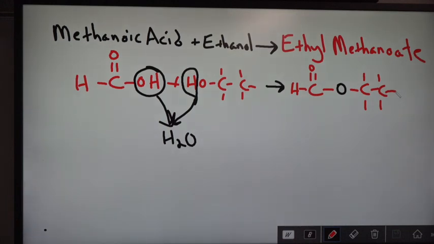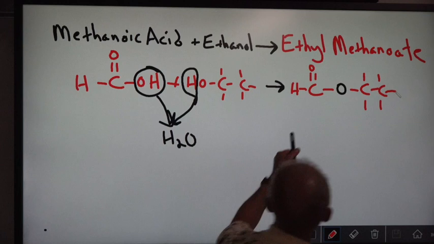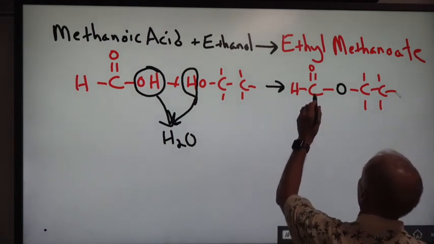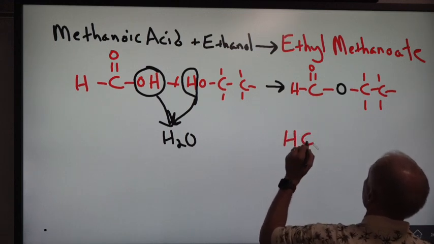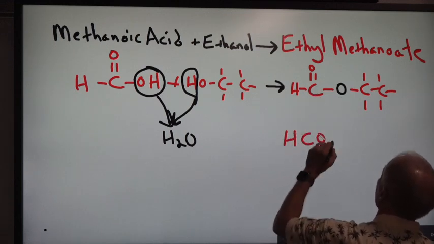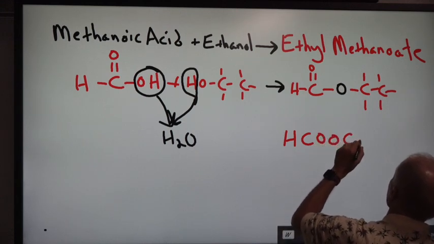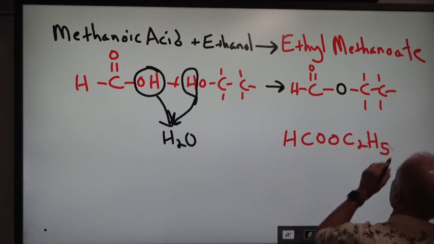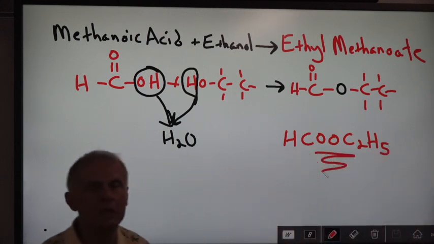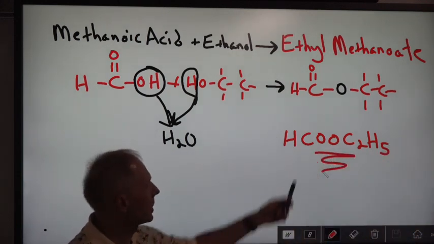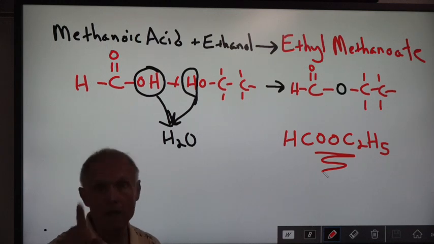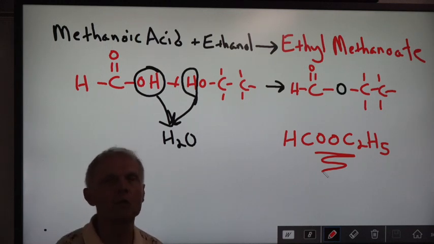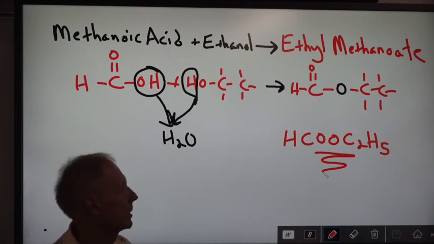Now we have to do the molecular formula. So the molecular formula would be H, C, O, O, C2H5. And there is your COOC. Now when you build 2 of these, if you don't have a COOC in the middle, you did something wrong. All right, let's do 1 more, okay? And then I'm going to give you 2 to do for this video.